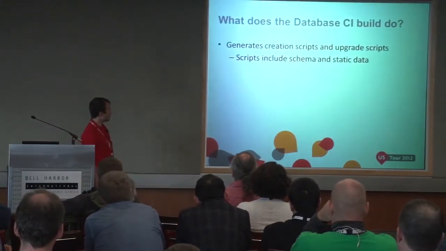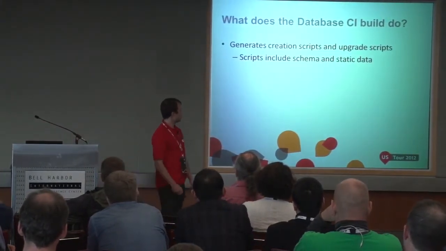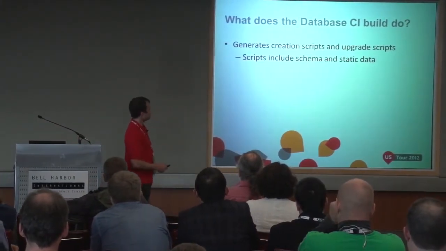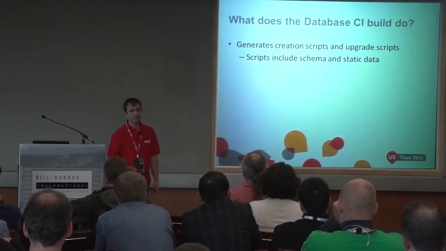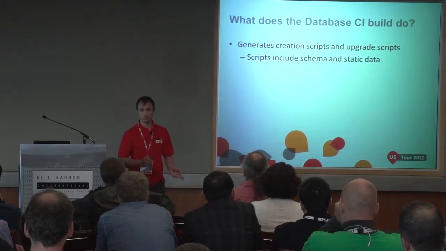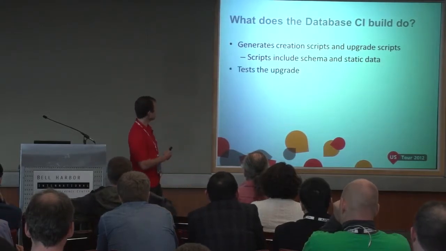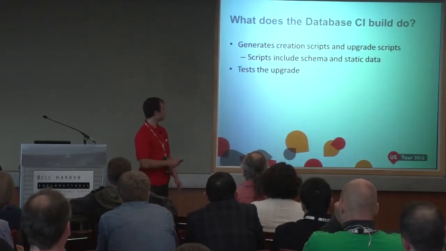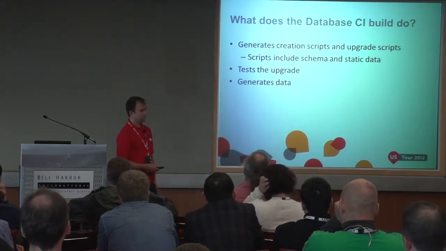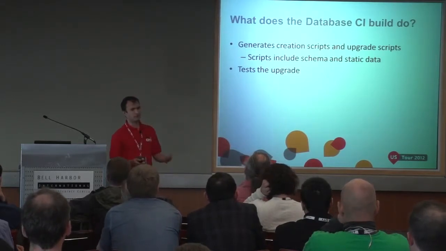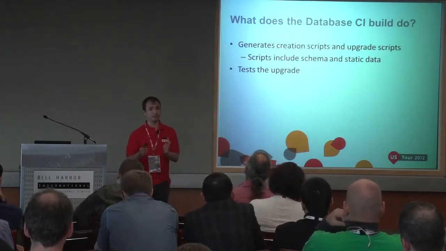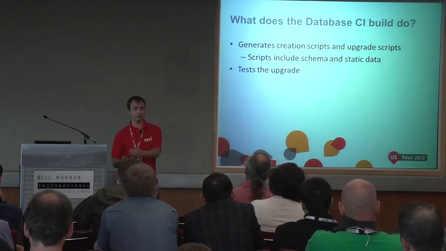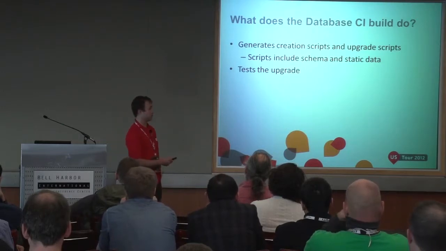So what does the CI build do? What we're doing is generating creation and upgrade scripts. And the scripts include schema and static data, so your lookup tables go in source control as well. We'll test the upgrade. The upgrade is tested by applying the upgrade script and validating that the outcome is equivalent to what's in source control. So that's how we do that.